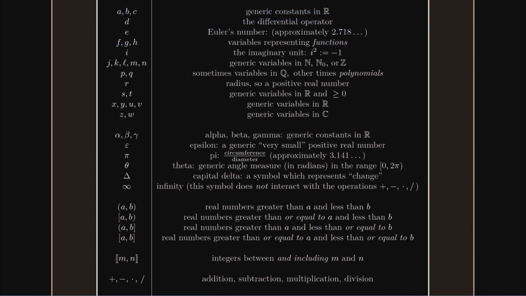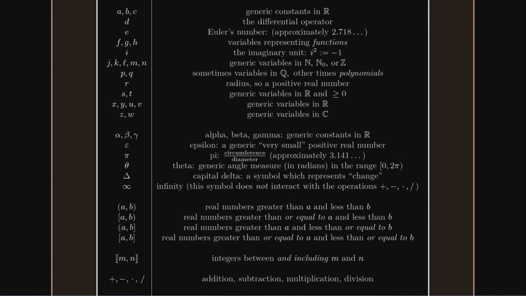P and Q sometimes are going to be variables in Q, other times are polynomials, other times they're just going to be other constants we use. R we'll try to reserve as a radius, which tends to be a positive real number. S and T are kind of time variables, T for temporal or time variable, S because it's T's neighbor. They're going to be generic variables in R, and they're going to be positive because time moves forward. It tends not to move backwards last I checked. X, Y, U, and V are often generic variables in R. We have Z and W, which are often generic variables in C.